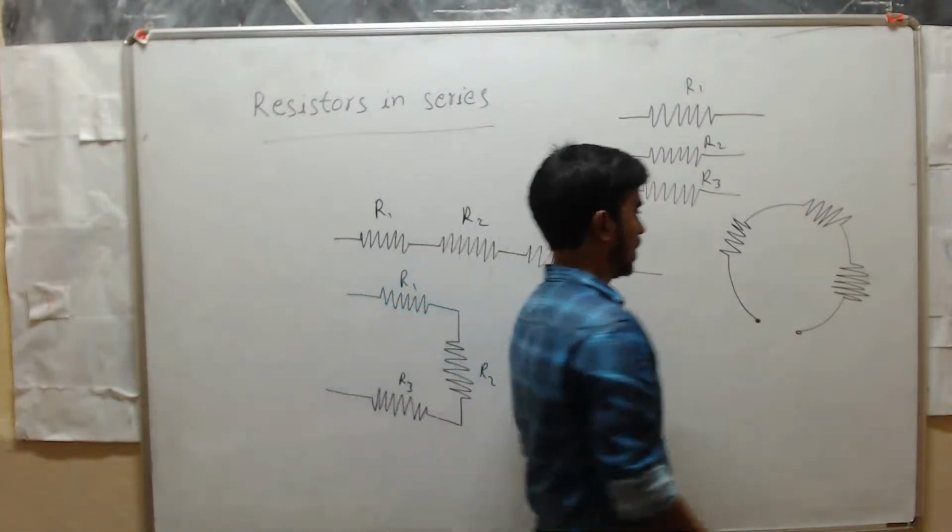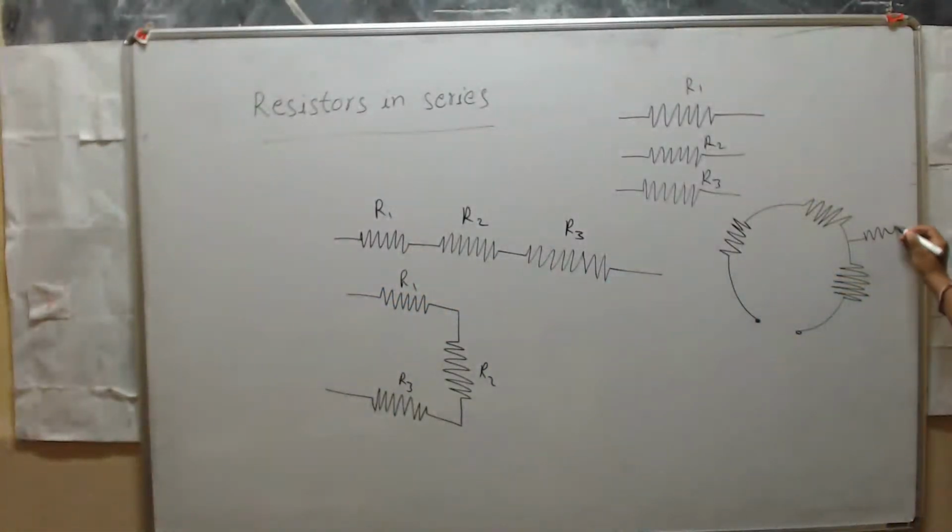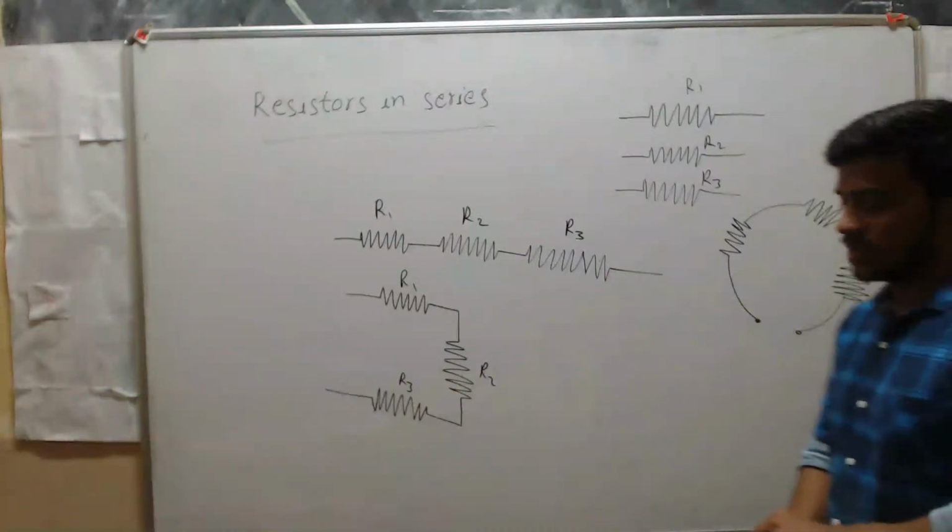Clear? Suppose you add one extra resistor here, so that we have three resistors in series. If you want to say resistors are in series, then you have to connect only two ends of the resistors. Only two ends of the resistors. Okay, so now we can say these three resistors are in series. So clear on series?